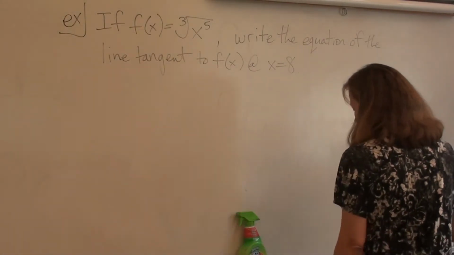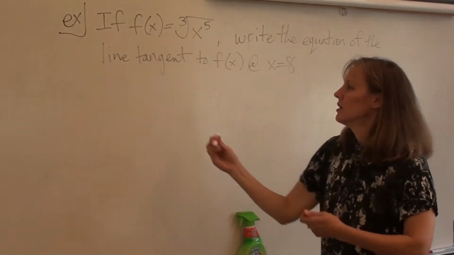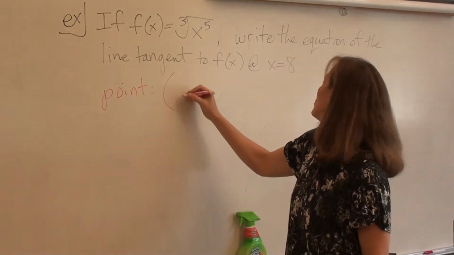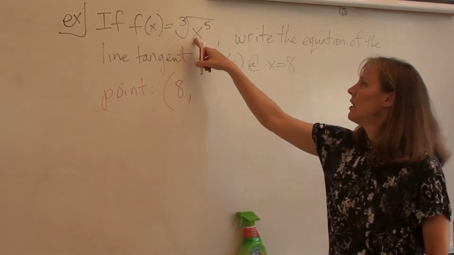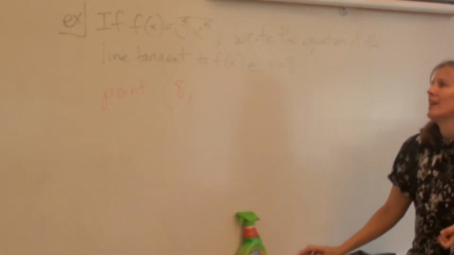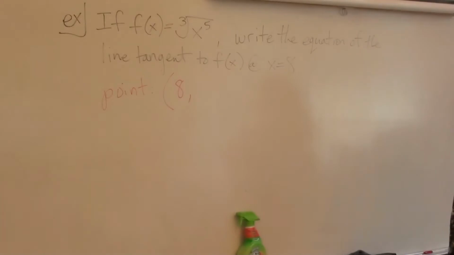So the first thing I always find is the point, right? So the point, well, that's 8 comma f of 8, right? I need the cube root of 8 to the 5th. No calculator. Well, do I have to do the power first and then the root, or can I do the root first and then the power?